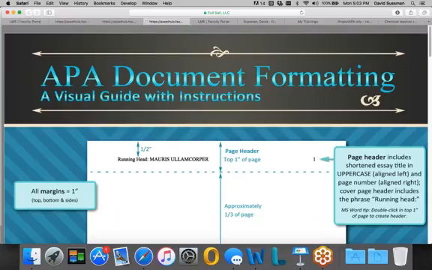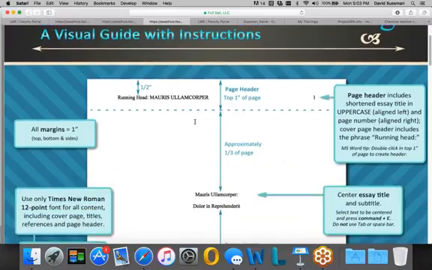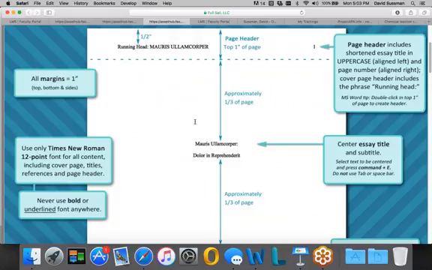You have this visual guide to APA, and it shows an example of what your paper should look like, and it explains things along the way. So it explains what your header should look like. And if you're not sure how to create a header, you get some instructions here about how to do that. It tells you, for example, all margins should be set to 1 inch.